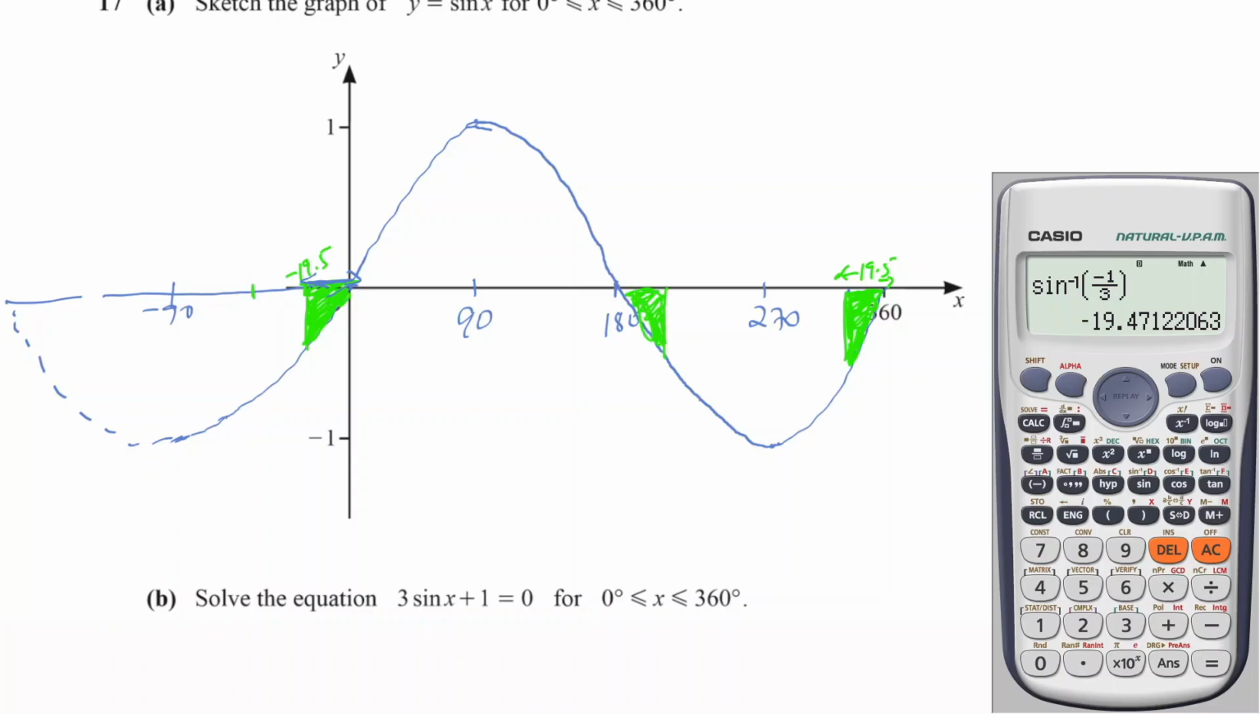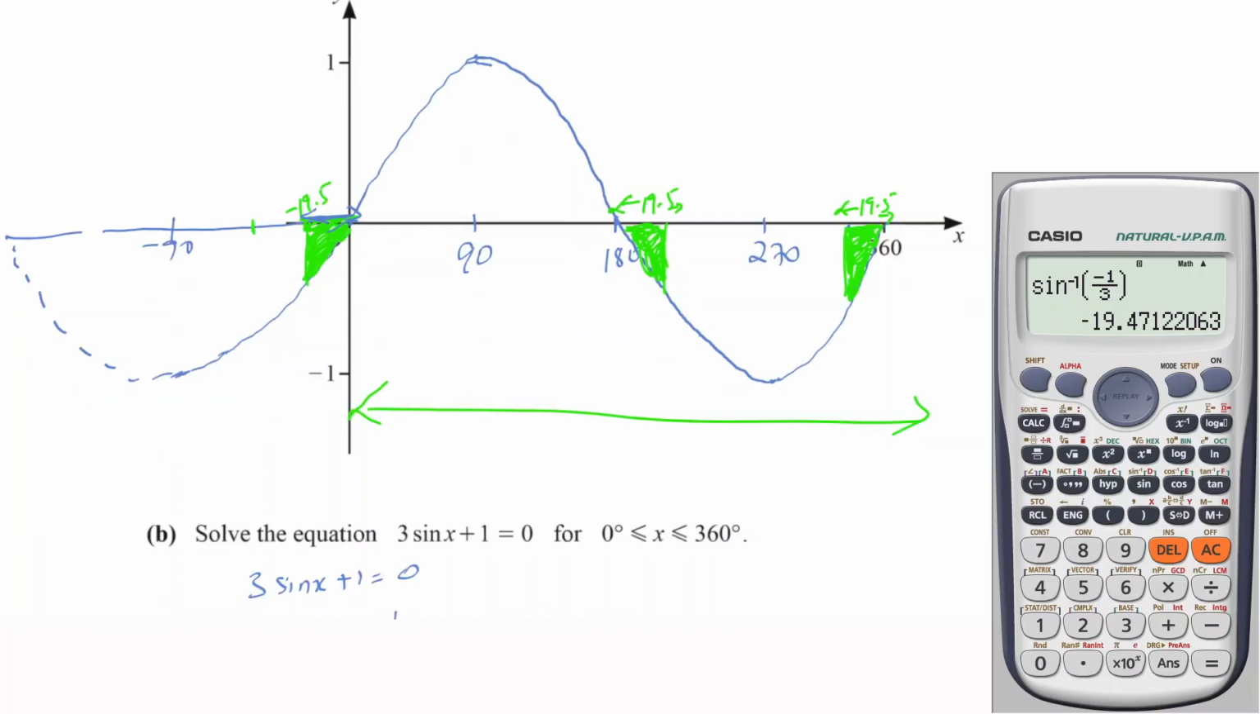Symmetry means, I hope you understand what symmetry is, right? So this is also 19.5. So try to understand that I need to find the answer between 0 and 360. That's why I'm trying to find the symmetrical figure of this one. Okay, so I got two symmetrical figures. So what will be the answer for this one?